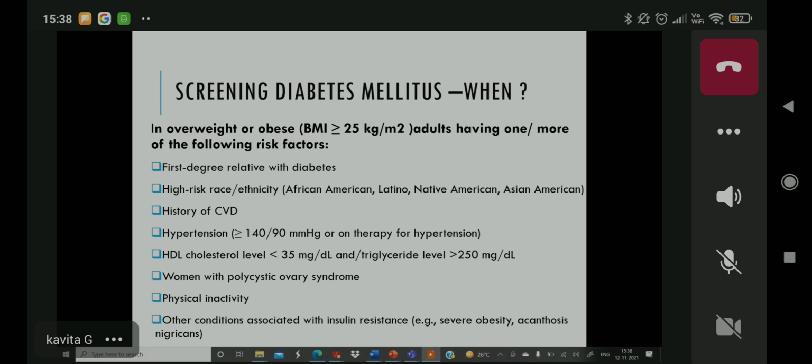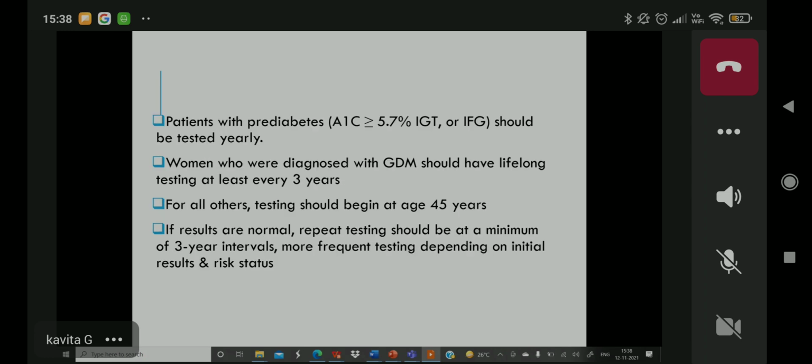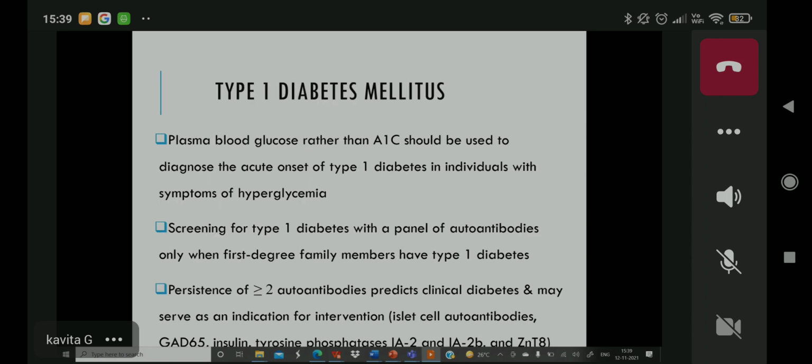So then we have women with polycystic ovary syndrome, physical inactivity. So if any one of these things is applicable to any one of us, yes, we should go in for a screening of diabetes. Patients with pre-diabetes should be tested yearly for diabetes. Women who are diagnosed with diabetes during pregnancy, you should screen them throughout their lives at least every 3 years. For everyone else, start from the age of 45. If the results are normal, repeat testing should be minimally at 3-year intervals, and more frequently depending upon your clinical judgment.